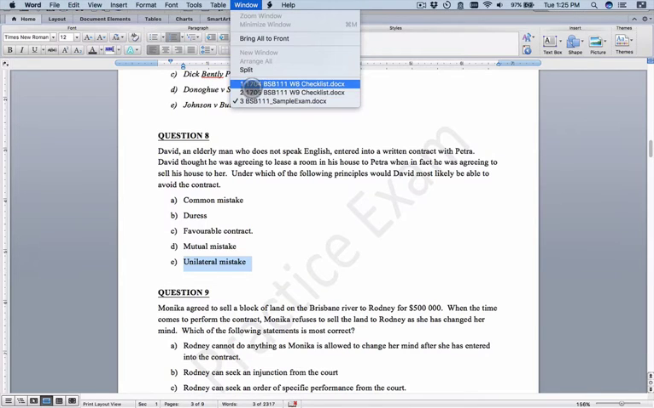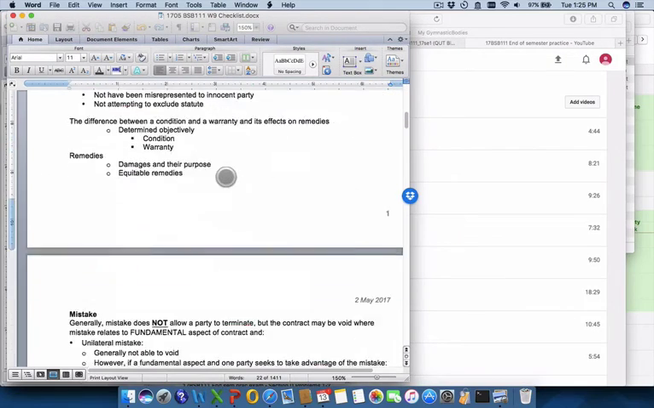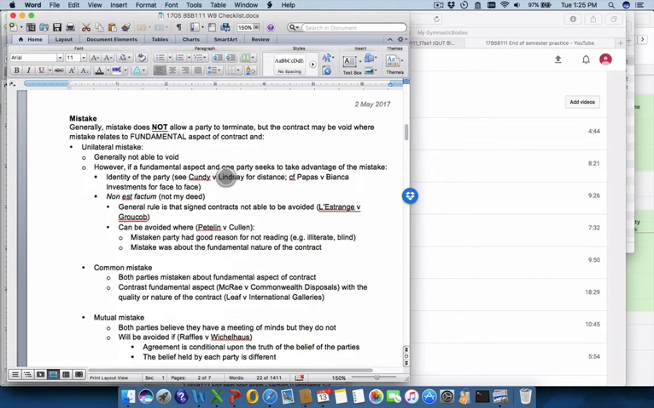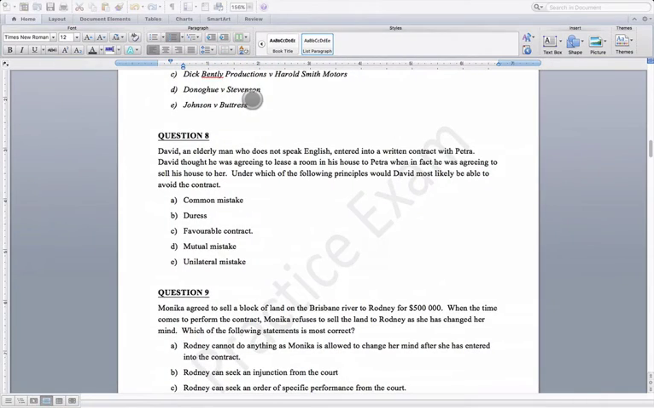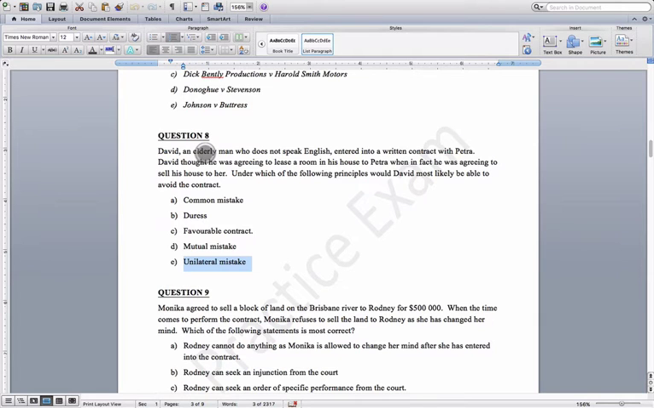So I can go back and now check that on my sheet as to what unilateral mistake is, right? Generally, it doesn't allow, but it can be avoided where there's a fundamental aspect of the contract. And in particular, the fundamental aspect that we're interested in is non est factum. The general rule is that when you have a signed contract, it can't be avoided, but you can avoid it where a mistaken party had a good reason for not reading and they were mistaken about a fundamental nature of the contract. So here, does David have a good reason not to read?